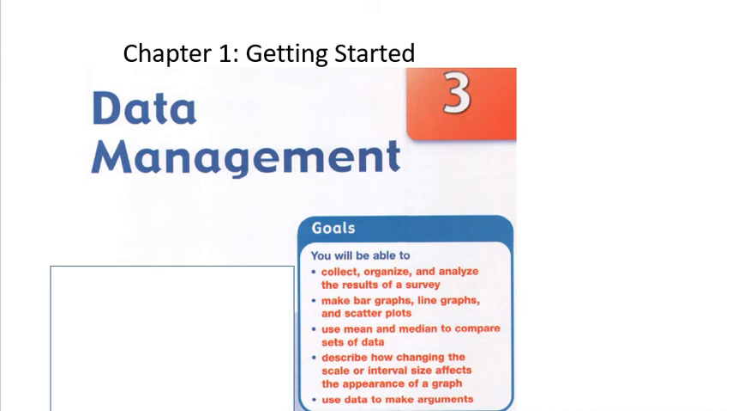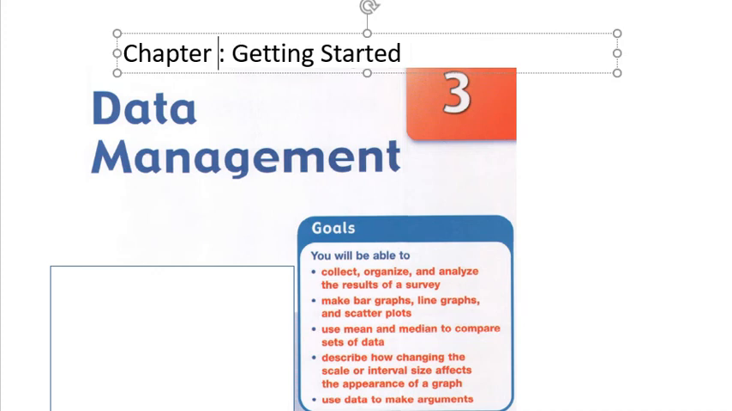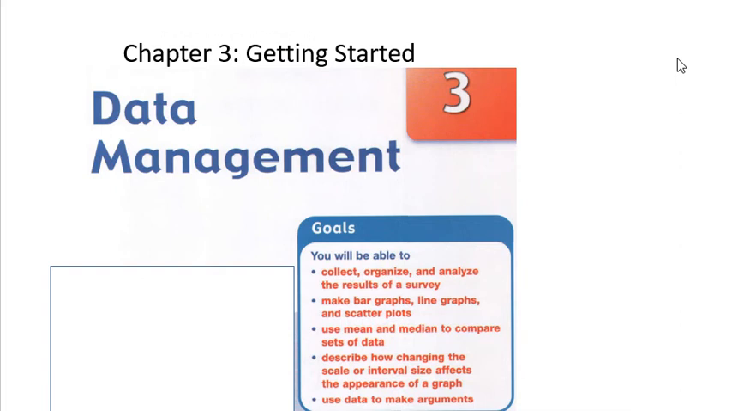Welcome back, grade 6. Today we are working on chapter 3, data management, and this is the getting started, the intro to the unit. So we'll do a little bit of review today, and here are our goals for chapter 3. We're going to collect, organize, and analyze the results of a survey, make bar graphs, line graphs, and scatter plots. Each of those three different types of graphs has a different purpose.